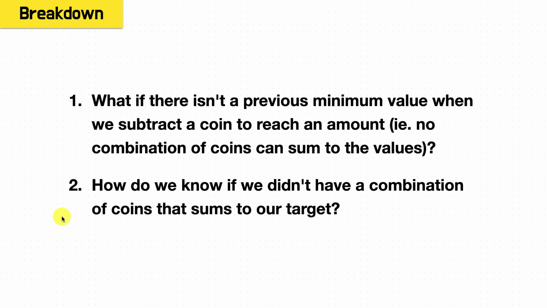And the other open question is, how do we know if we didn't have a combination of coins that can sum together to reach the target, so this invalid case? And this is the instance when we would return -1. And the answer to both of these is when we recognize that maximum integer value in a spot.